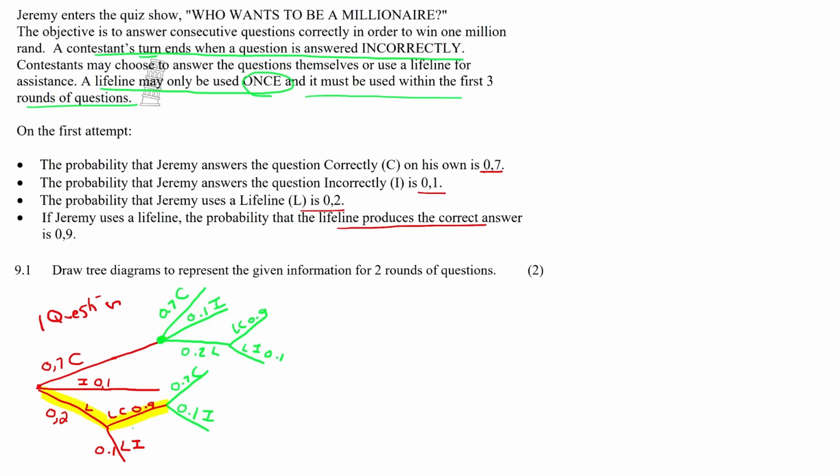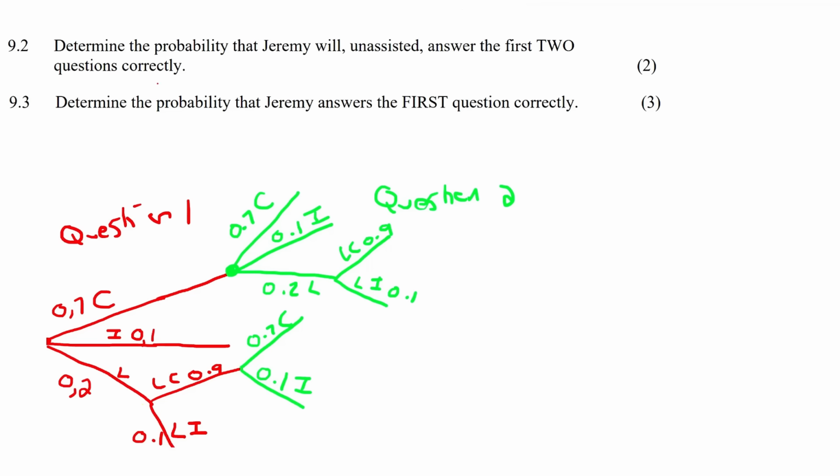Okay, now if he rather went down this other pathway where he used a lifeline, but he got the question incorrect, then is he allowed to carry on with the game? No, he's done. So this is what we are now dealing with. So all of the red is question 1, and then all of the green is question 2. Okay, I don't know why I wrote it as one question. Say question 1 and then question 2. Okay, now we can carry on.